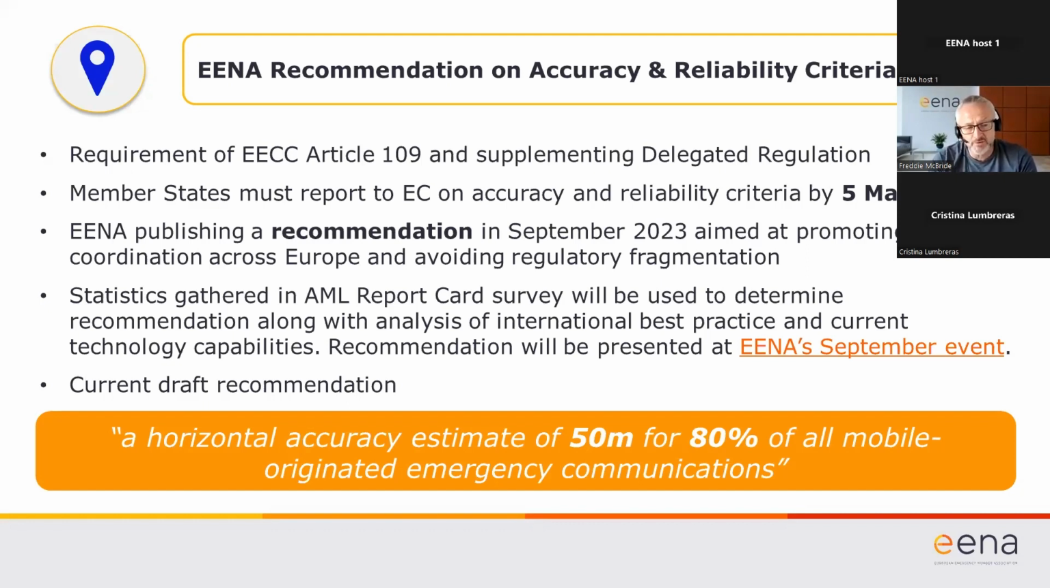So what we tried to do is we gathered statistics in the report card, and we analyzed those. We looked at best practices in other countries. At the moment, our draft recommendation is that all mobile originated emergency communications should have a horizontal accuracy estimate of 50 meters for 80% of the cost. Sorry, 80% of mobile originated emergency communications should have 50 meters or less in terms of accuracy. So that's our draft recommendation. When we publish the document, you'll see the thinking behind it and why we arrived at it.